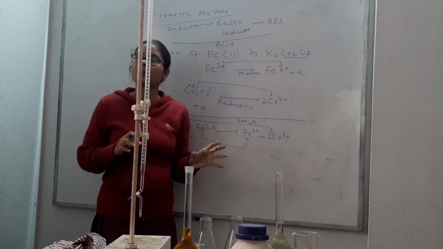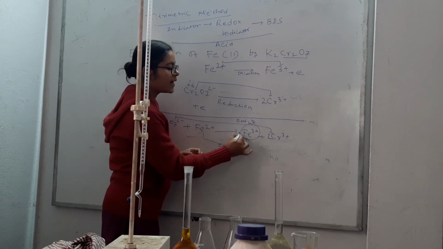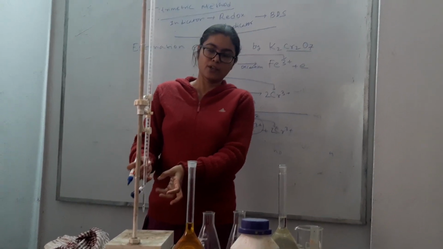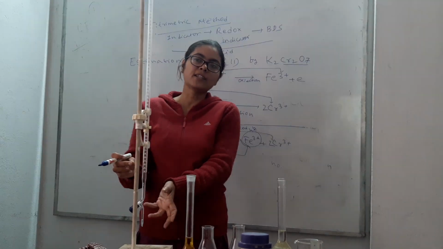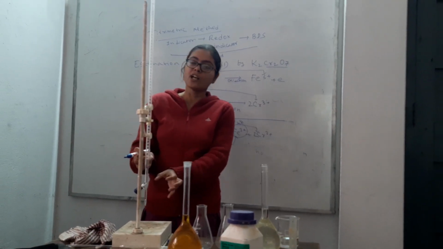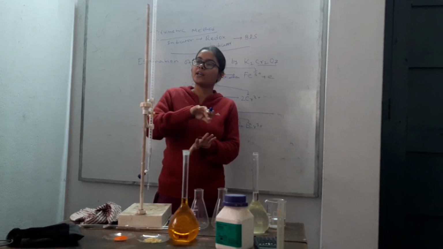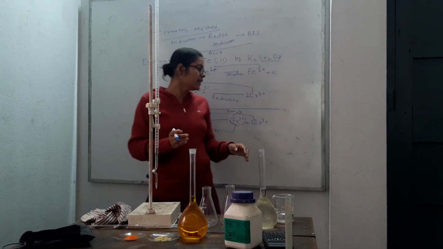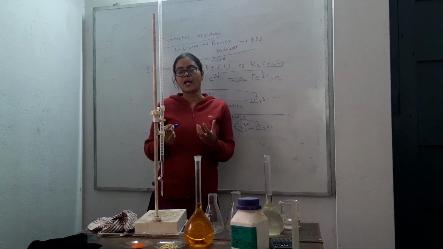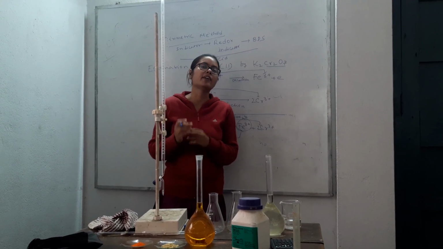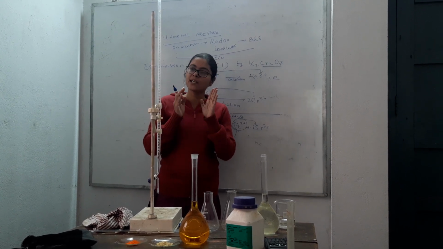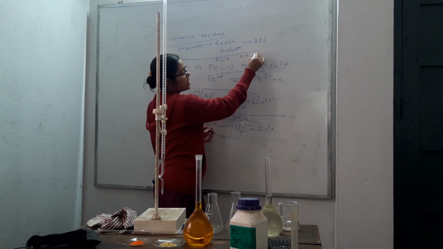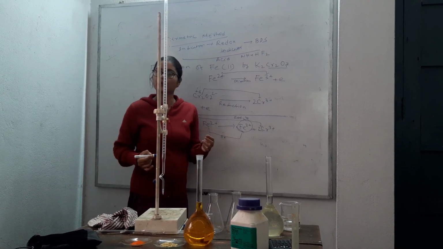But here is the problem with iron 3 plus. When we do the titration, it is a redox reaction. We add dichromate, and in the conical flask iron 2 plus is present. So iron 2 plus is continuously converted to iron 3 plus, and a yellow color is generated. To mask this color, so that our indicator works properly, we add ammonium bifluoride.